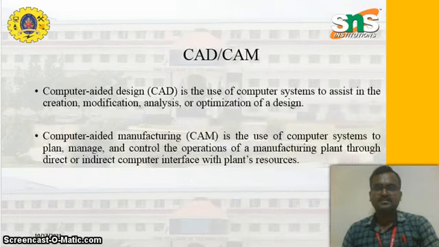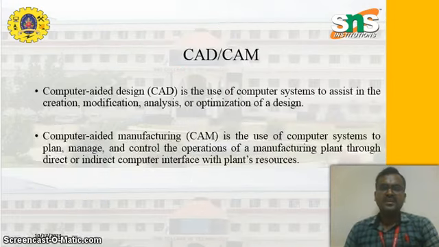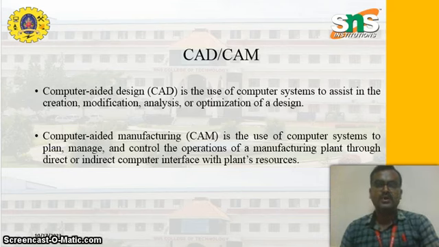Okay. So first of all, as I already told, CAD means computer aided design. The computer is used to draw, create, modify, analyze, or optimize a particular design. Manufacturing means how we are converting our design into real-time products, which means converting the raw material into finished goods by using any one kind of manufacturing process.